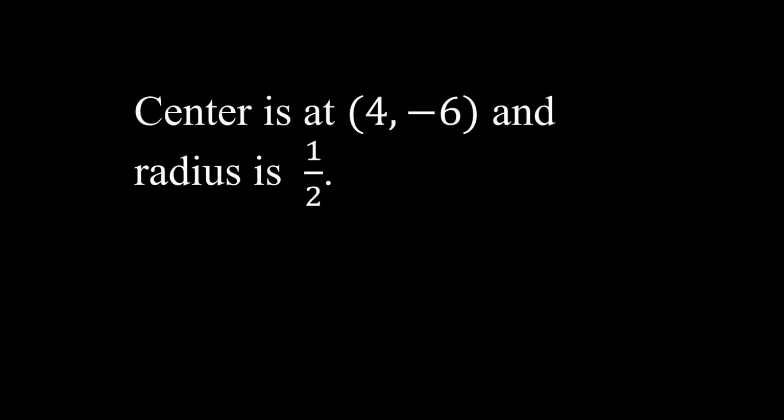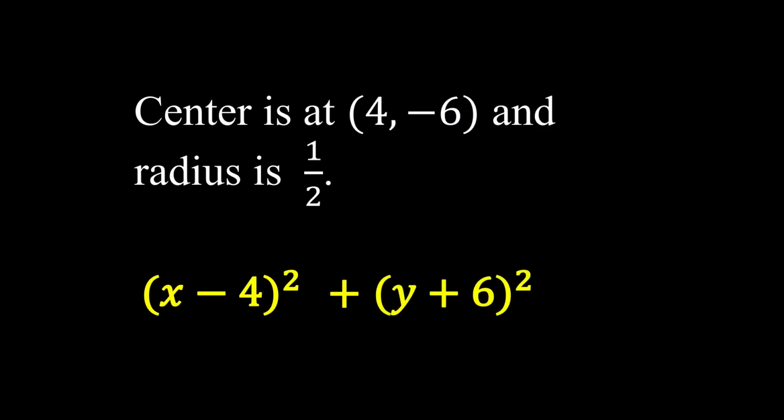Center is at (4, negative 6), and radius is 1/2. Since h is positive 4, the equation becomes (x minus 4) squared plus, and since k is negative 6, we will change the operation to plus. It becomes (y plus 6) squared is equal to 1/2 squared, which is 1/4.